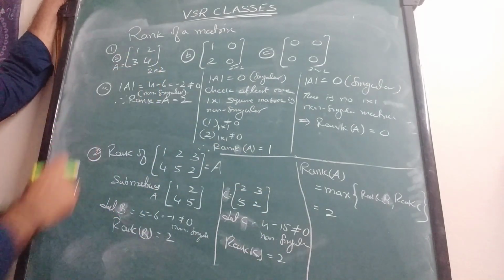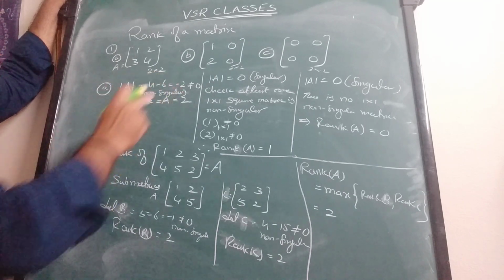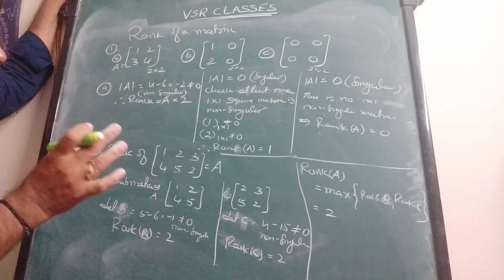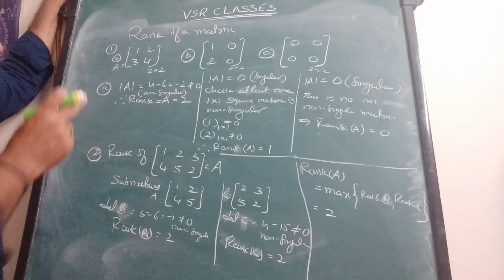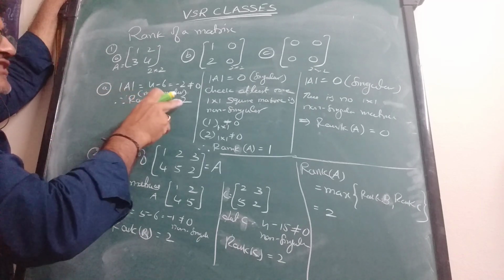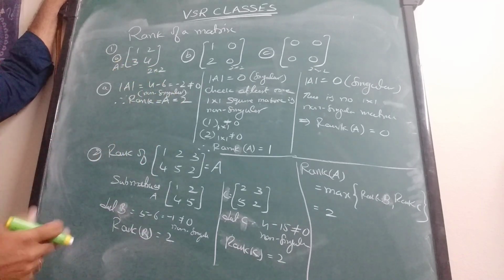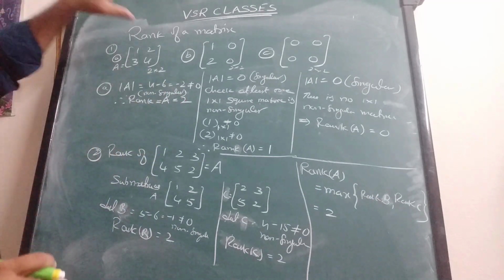2 cross 2. Det A is equal to 4 minus 6, we got the determinant minus 2, which is not equal to 0. It's a non-singular matrix. Whenever the matrix is non-singular, its highest order is itself its rank. Rank of A is equal to 2. What is its order? 2 cross 2. The highest is nothing but 2 cross 2. That is rank 2. After that, we will go for the B part.